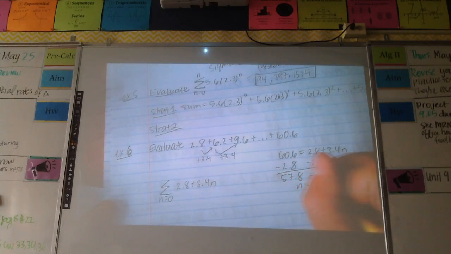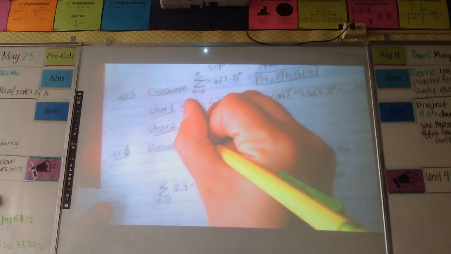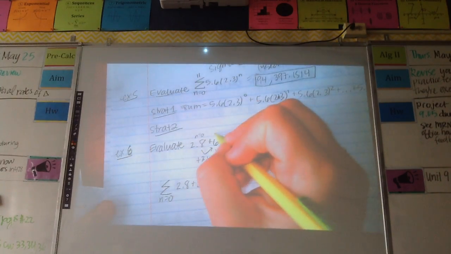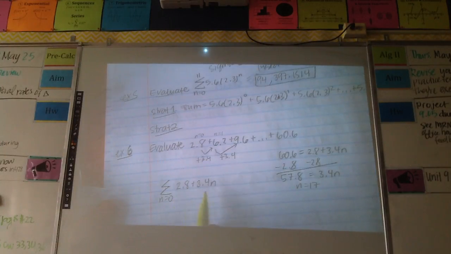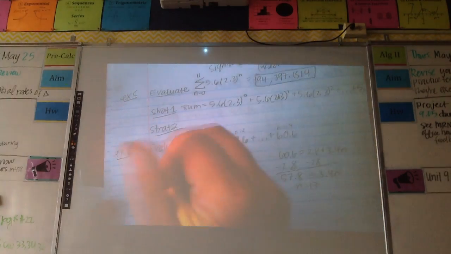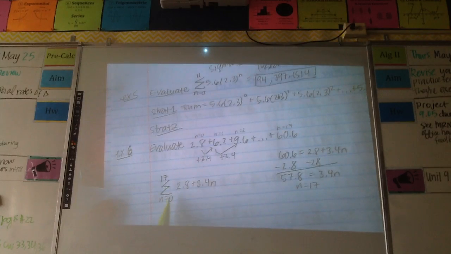and n is 17. So I'm saying this would be the initial term, 2.8, yep, checks out. This would be the next term, 2.8 plus 3.4 times 1, yep, is 6.2. This would be the term after that. This would be the 17th term after the initial term. So I'm saying the terms go from the initial up to 17 more.